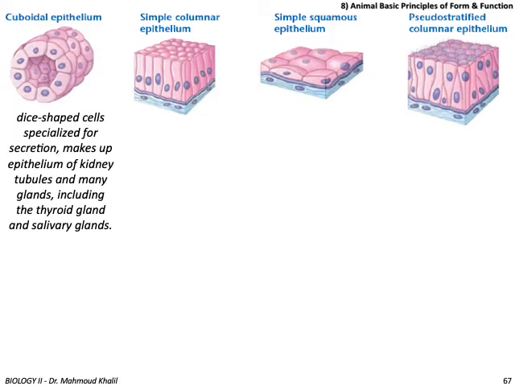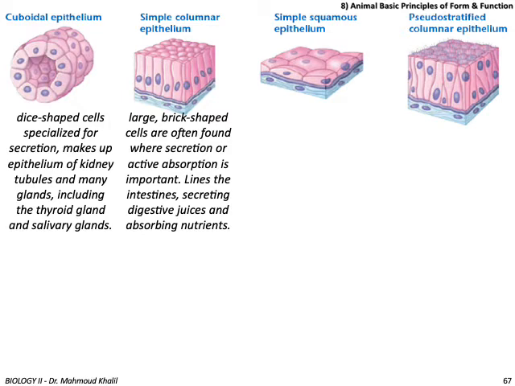If we look closely at the types of epithelia, the cuboidal cells are disc-shaped cells specialized for secretion. They make up the epithelium of the kidney tubules and many glands, such as the thyroid gland and salivary gland. Simple columnar cells are large brick-shaped cells found in places where secretion and active absorption are important. They line the intestine, secreting digestive juices and absorbing nutrients.